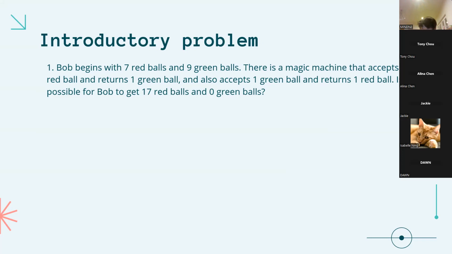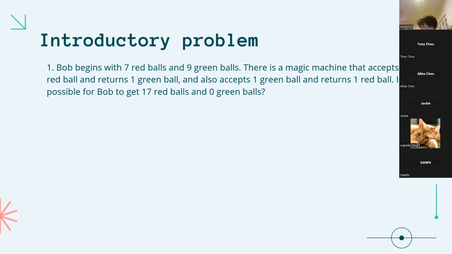Okay, hopefully that's enough time. This problem is very easy, but it is the main topic that we're focusing on today. Okay, so Bob starts with 7 red and 9 green balls, so he has 16 balls in total. And the machine does not change the number of balls he has. So if we consider the number of balls he has, he starts with 16, and that quantity will never change. But for him to have 17 red balls, he has to have 17 balls in total. So that doesn't make sense.